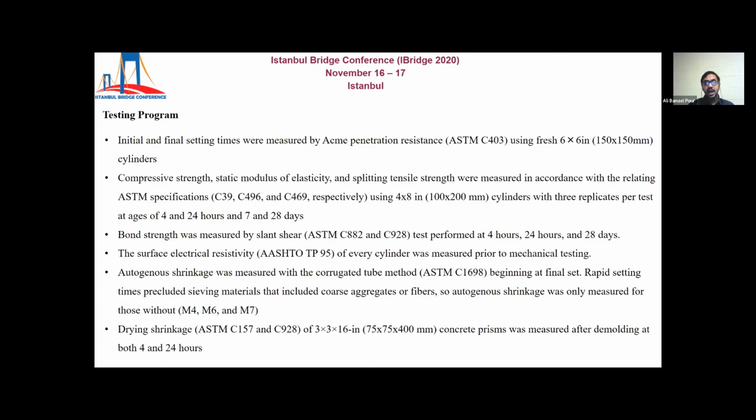Rapid setting time precluded sieving of the materials that included coarse aggregates and fibers, so we were able to measure only 3 of these materials, M4, M6, and M7. For the drying shrinkage test, we prepared 3 by 3 by 16 inch or 75 by 75 by 400 millimeter concrete prisms, which were demolded at 4 hours and 24 hours, and followed ASTM C157 and C928 standards.